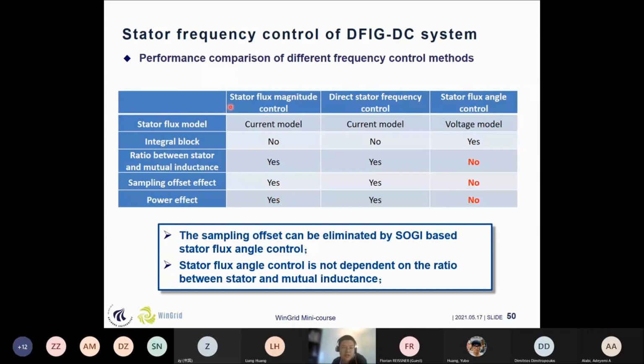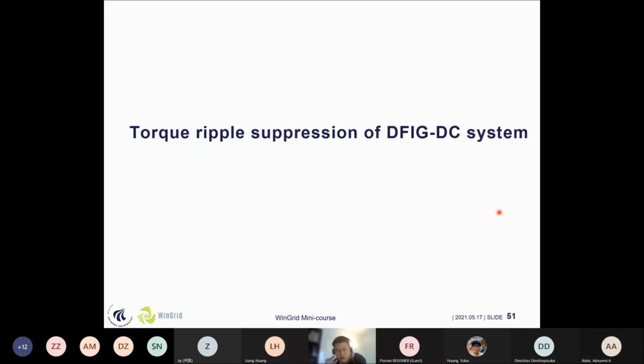And this is a performance comparison of the different frequency control methods. We can see from different perspectives, whether you use the stator flux model or the integral block, or whether it depends on the ratio between the stator and the mutual inductance, the sampling offset effect, and the power effect. So we made a general diagram showing that the stator flux angle control based on the SOGI has the best performance, and it is recommended based on our research. And the second part is the torque ripple suppression.